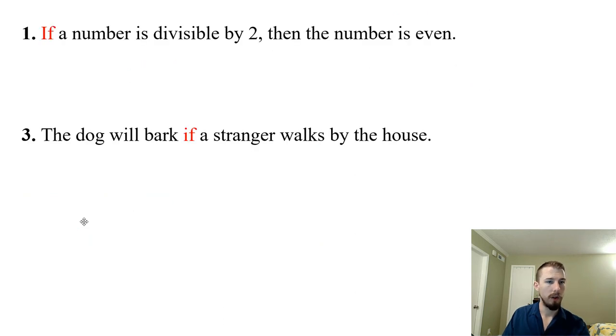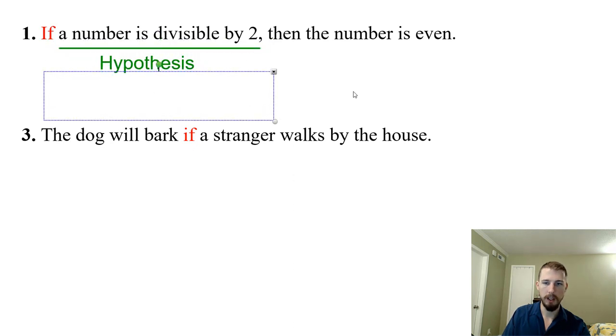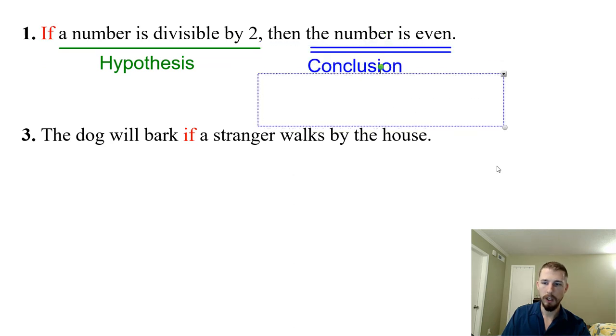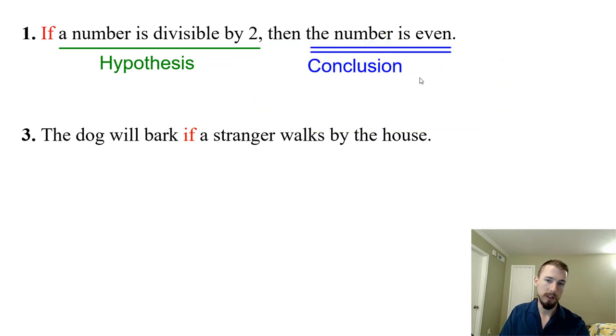So on number 1, we want to identify the hypothesis and the conclusion by underlining the hypothesis once and the conclusion twice. So key is to look for the if. That's going to tell us what our hypothesis is. So if a number is divisible by 2, that's our hypothesis. Then that means that the number is even. So the number is even is going to be our conclusion.